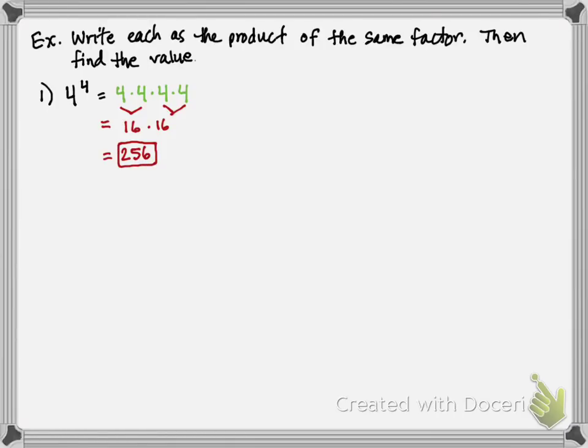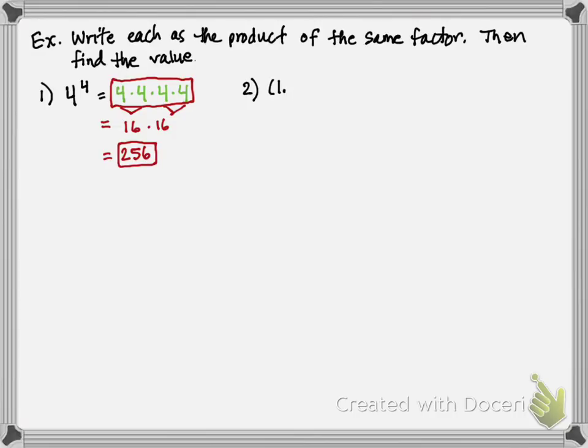Now, you do need that green part as part of the process because they're asking you to write it as the product of the same factor. So this actually is an answer that you would say, hey, I got this one done. Okay, let's try another one.